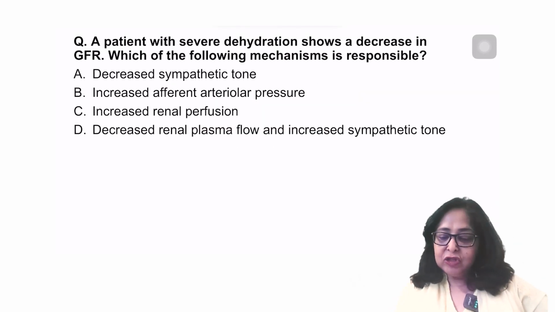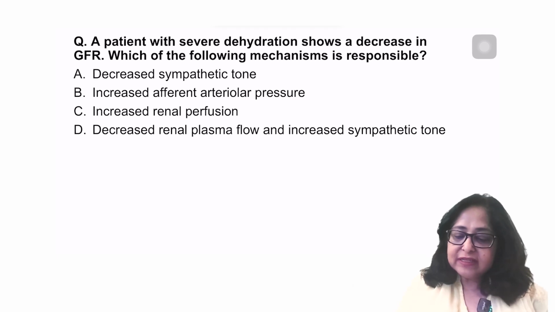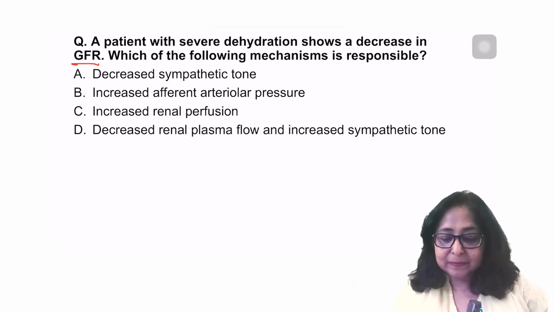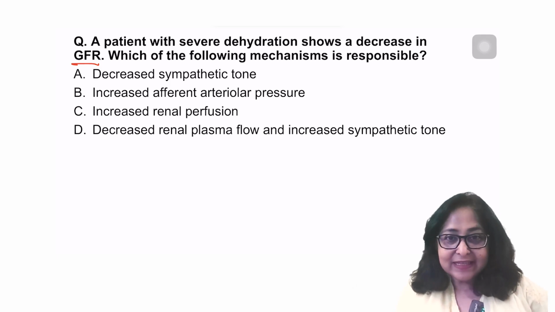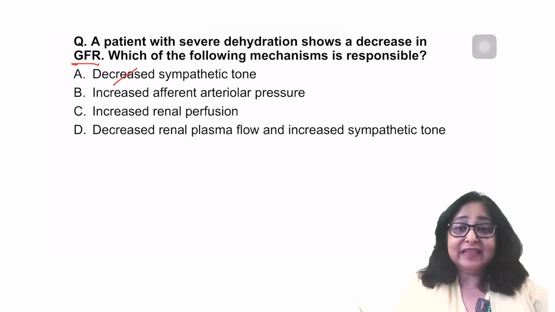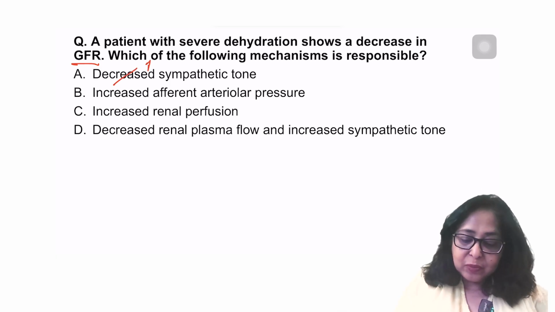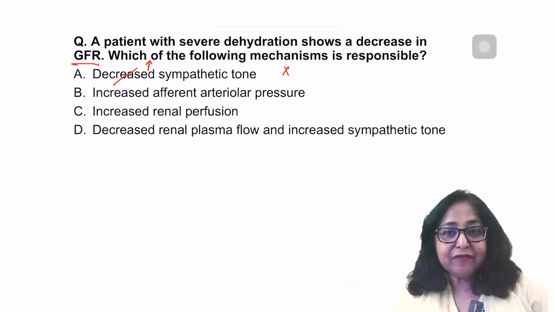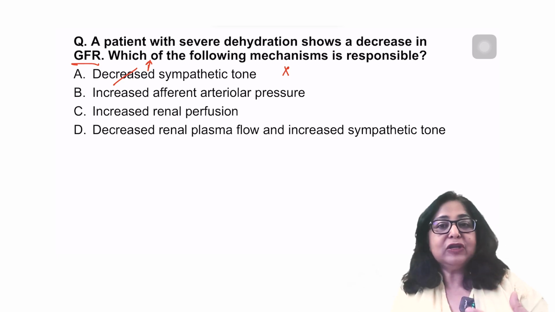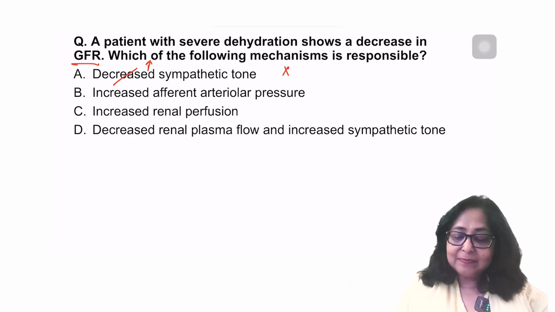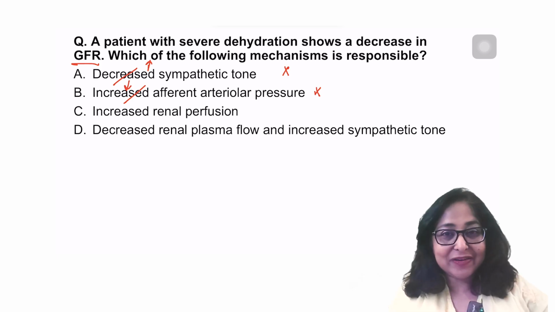Now this says, a patient with severe dehydration shows a decrease in GFR. Which of the following mechanisms is responsible? Is it a decreased sympathetic tone? No, in a patient with dehydration, the sympathetic tone will increase. So this is not the answer. Is it an increased afferent arteriolar pressure? Now here is a patient of dehydration, hypovolemia, hypotension. We expect that the afferent arteriolar pressure will decrease, not increase.